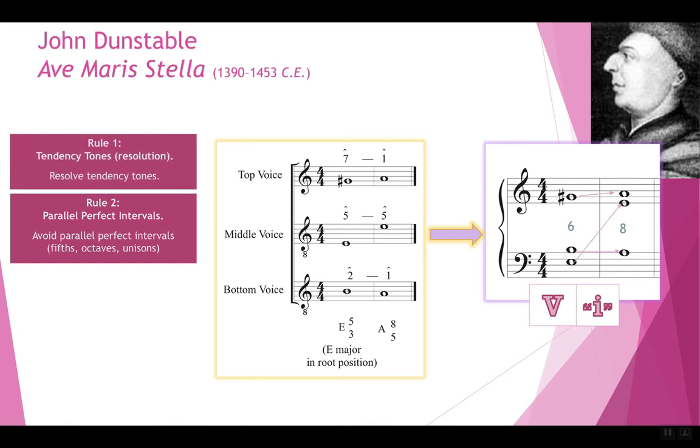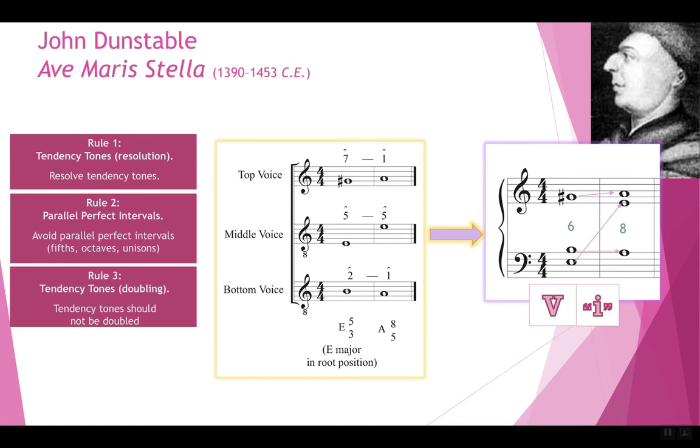So let's check. Does he resolve his tendency tones? He has scale degree 7, the leading tone that resolves up by step. So that's good. Good job, John Dunstable. 2-1, you know, 2 doesn't have to go to 1. It could go to 3, but we could think of it as certainly wanting to go there. But in any event, he has tendency tones. Yes, he's resolving them. Is he doubling any tendency tones? He shouldn't do that, and he's not.